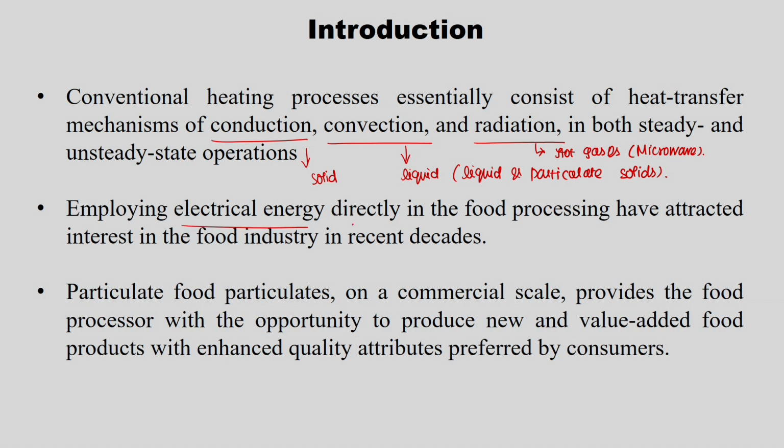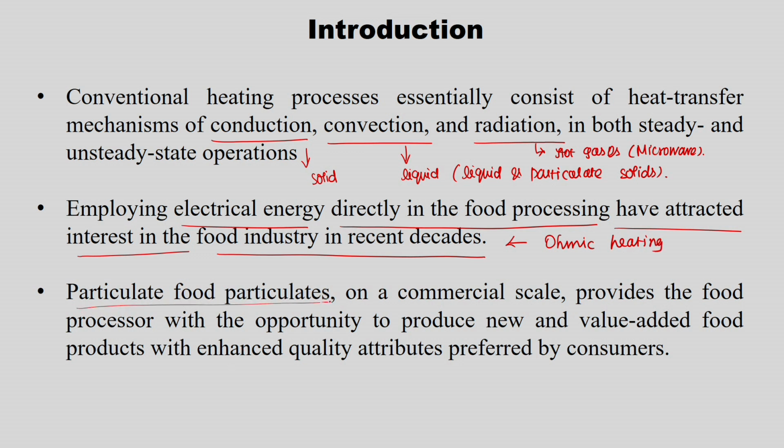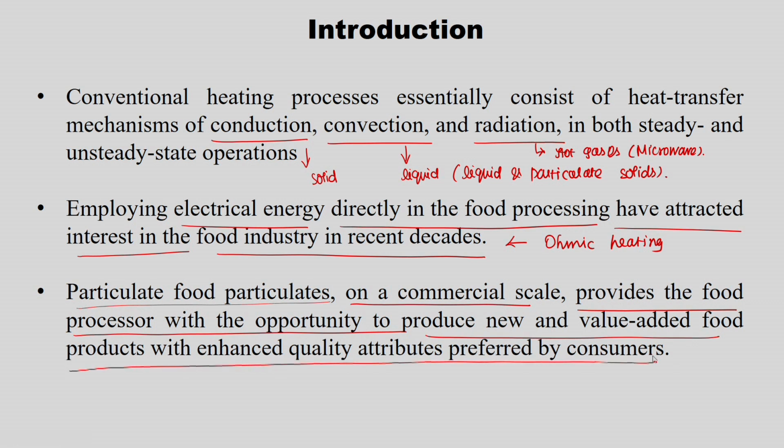Employing electrical energy directly into food processing has attracted interest in the food industry in recent decades. So instead of using temperature, how do we do the food processing? By employing electrical energy directly. That is the way the ohmic heating concept came up. This is especially useful when particulate food particles are there on a commercial scale, providing the food processor with the opportunity to produce new and value added food products with enhanced quality attributes.